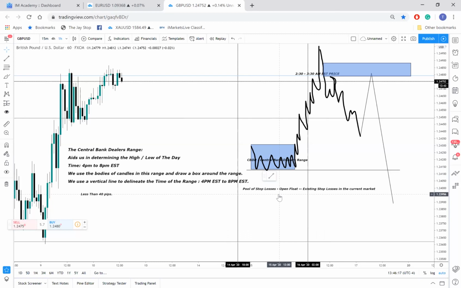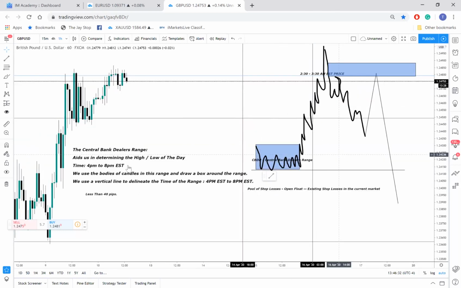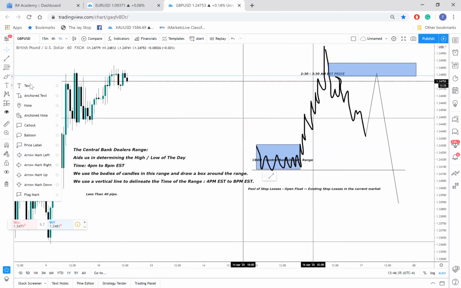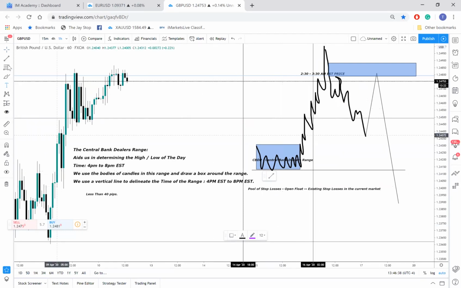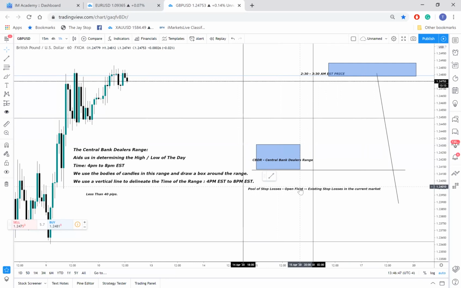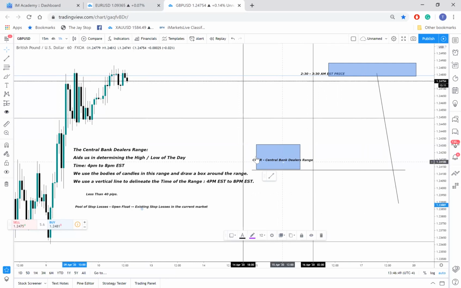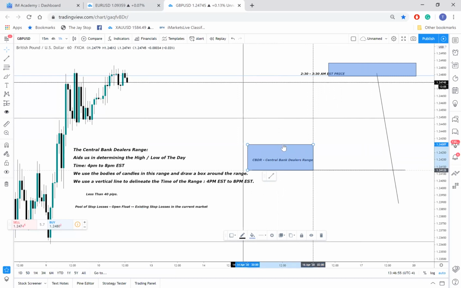Now, what's super important about this is that we're giving you literally the keys on how to unlock the high and low of the day. That's the biggest takeaway. And we're doing that by using this dealer's range, right? So if I draw this out in a box, let me just delete this so I can show you. So say this is your range, right? This is your central bank dealer's range. And now let's just clone this real quick.